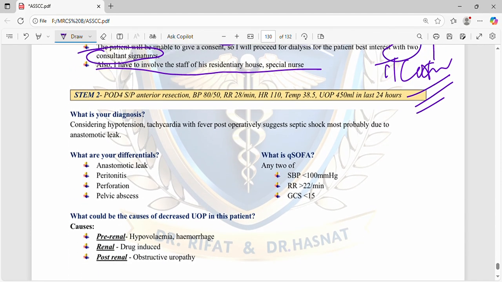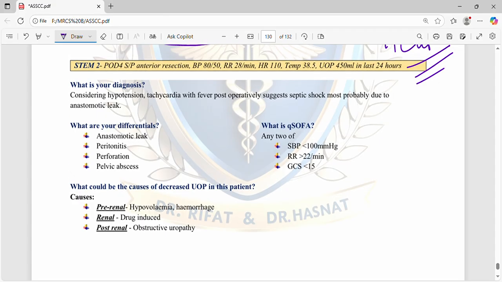Post-operative day 4, anterior resection. BP is 80/50, respiratory rate is high, heart rate is 110, temperature 38, urine output 450 ml in the last 24 hours. This is also an AKI picture. So what is your diagnosis? Hypotension, tachycardia and fever post-operatively suggest septic shock, most probably due to anastomotic leak. What are your differentials? Anastomotic leak, peritonitis, perforation, pelvic abscess. What is qSOFA? Systolic blood pressure less than 100, respiratory rate greater than 22, and GCS less than 15. This is your qSOFA.